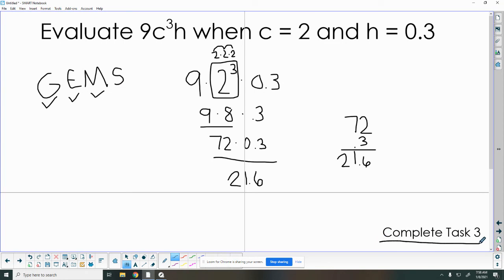Plug in the values, write down GEMS, and follow each step. So go ahead and complete task 3, and then come back when you are ready to do task 4.